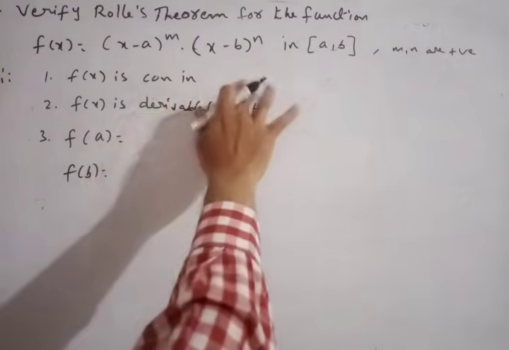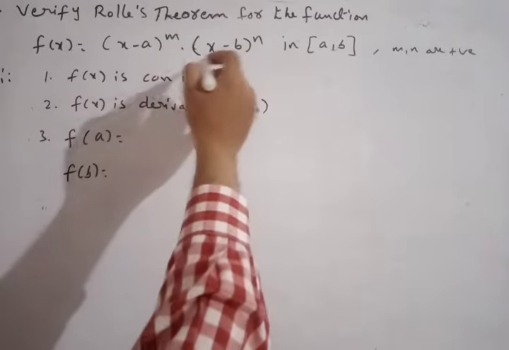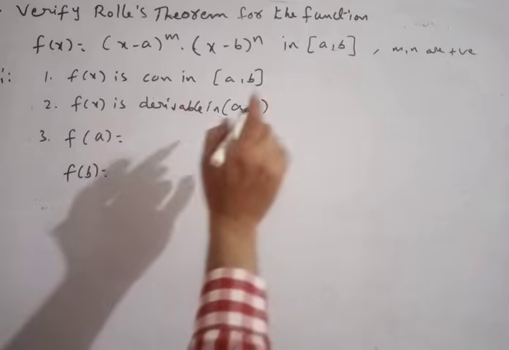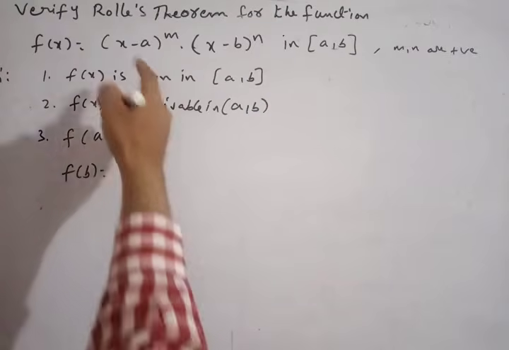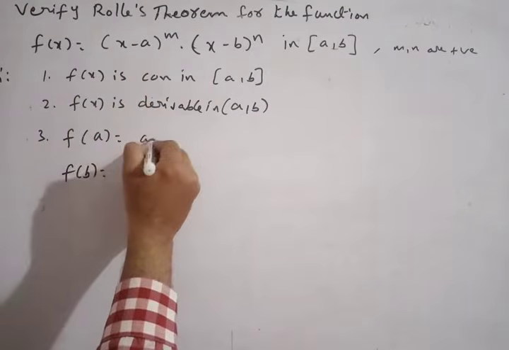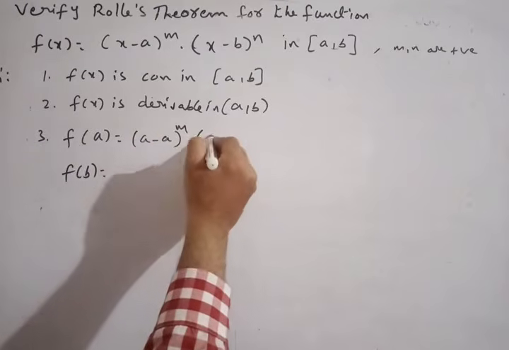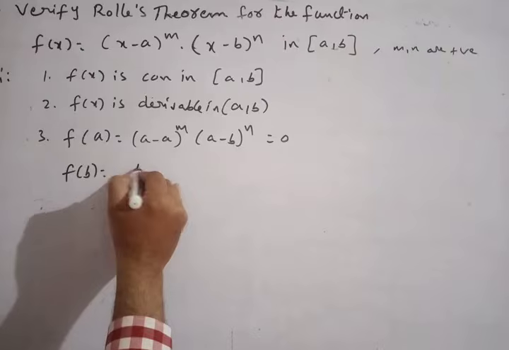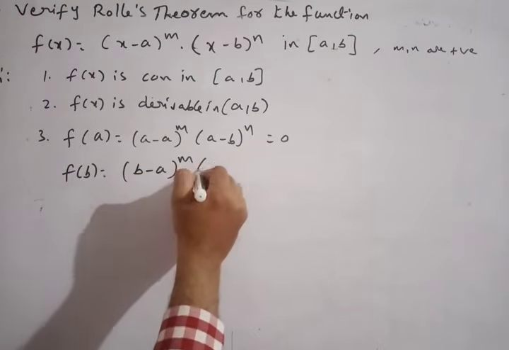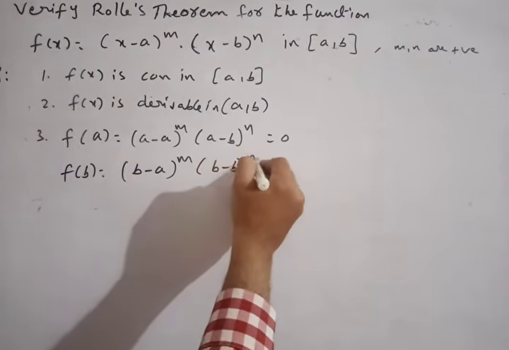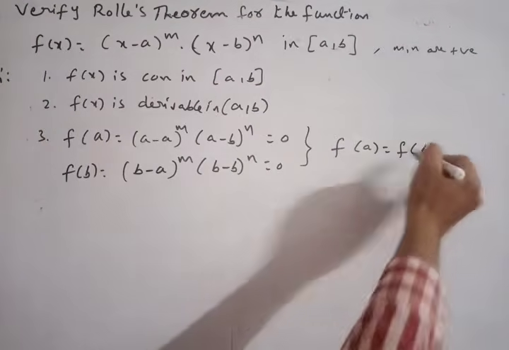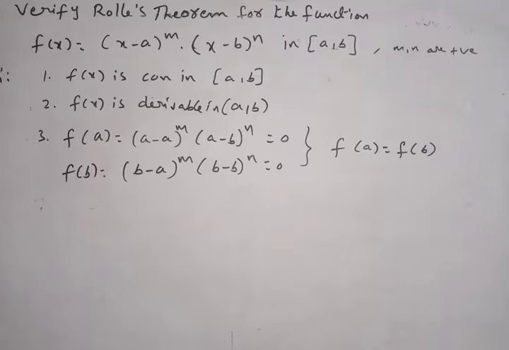So first point is what? Given, you write down f of x. F of x is continuous in a closed interval a comma b. F of x is derivable in open a comma b. Then third point is what? F of a, if I substitute here a, what do I get? A minus a whole power m, a minus b whole power n. A minus a is how much? 0. So f of b, b minus a whole power m, b minus b whole power n, it is what? 0. That means f of a is equal to f of b. All conditions of Rolle's theorem are verified.